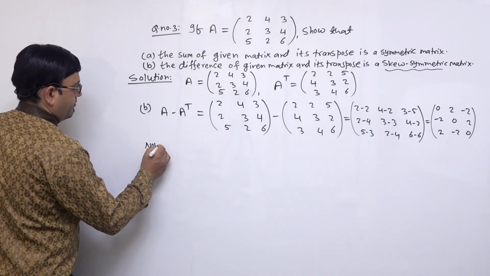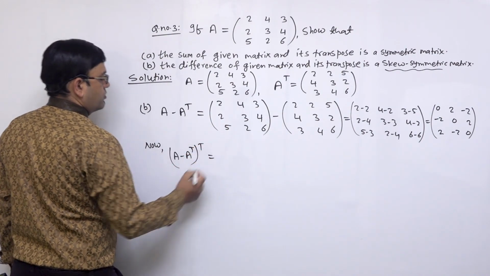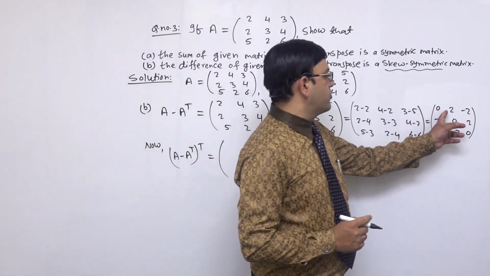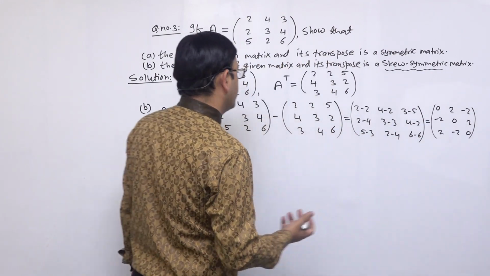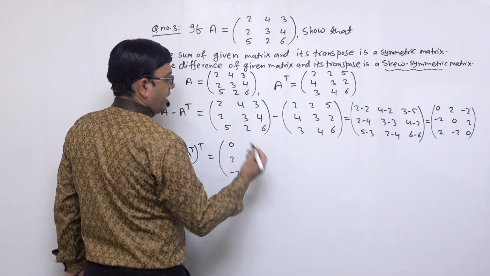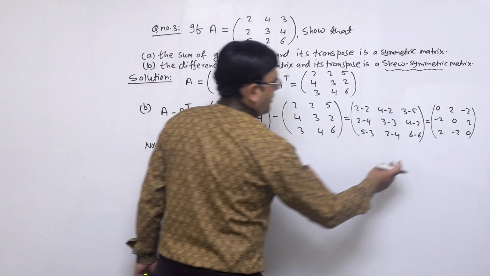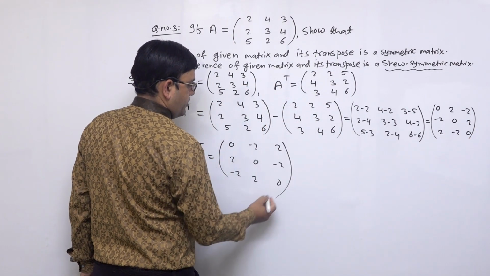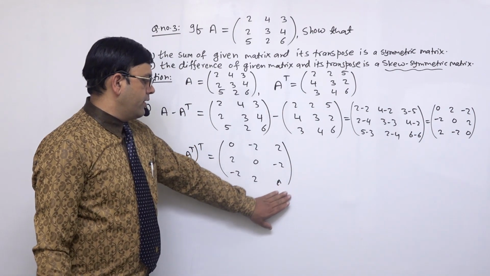Now the transpose of A minus A transpose is equal to: there 0 2 minus 2, so we have to write all rows to columns, or columns to rows. So 0 2 minus 2, and then minus 2 0 2, and then 2 minus 2 0. This is the transpose matrix of A minus A transpose.